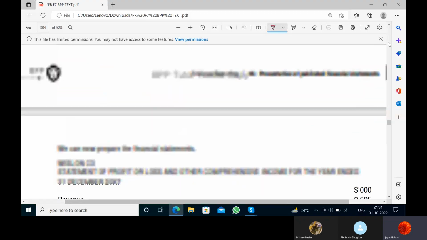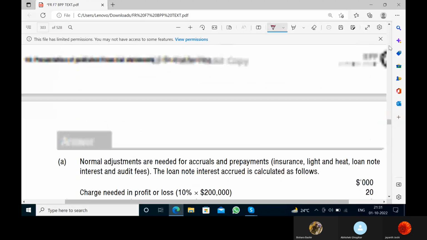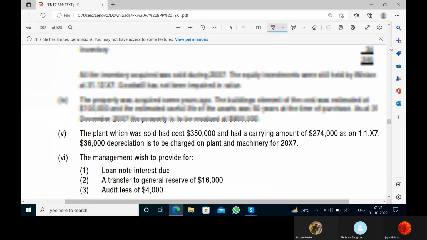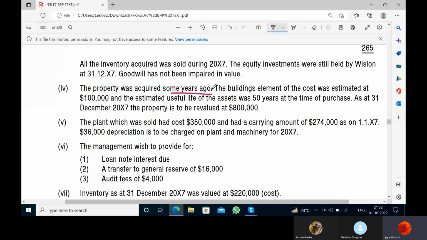How will you find out the gain on property revaluation? Let's see the information in the question. Here there is an adjustment. The property was acquired some years ago. The building's element of the cost was estimated at $100,000 and the estimated useful life of the asset was 50 years at the time of purchase. As at 31st December, the property is to be revalued at $800,000. So this is the revalued value.